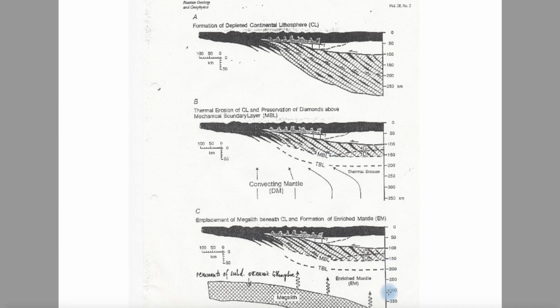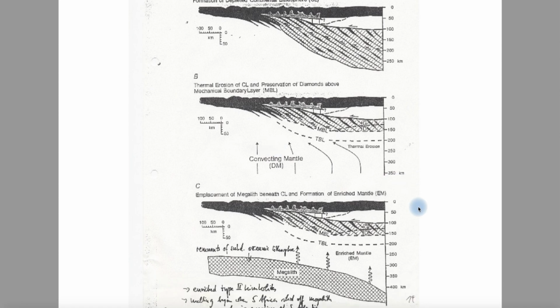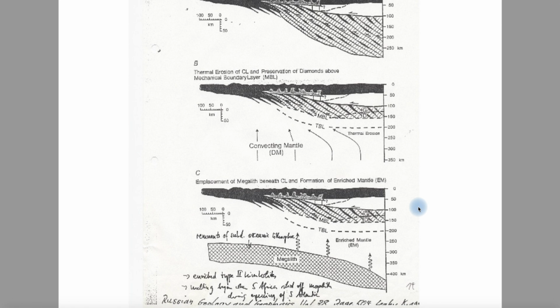And the chemical boundary layer, the mechanical boundary layer is here, and here you have the graphite-diamond boundary. And here, TBL, we have the thermal erosion, and that is caused by the convective mantle. So then we have the emplacement of a so-called megalite. And the megalite is just a fragment of an old subducted oceanic lithosphere.